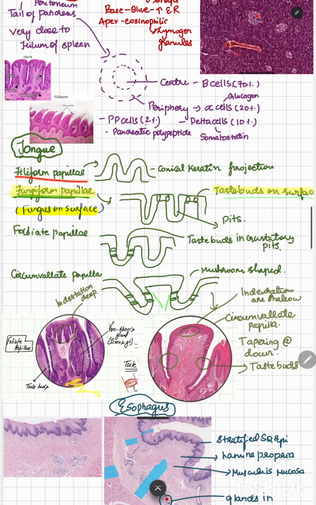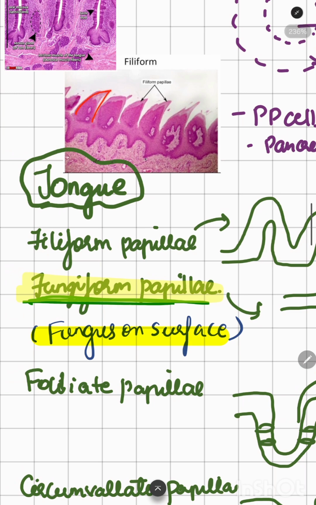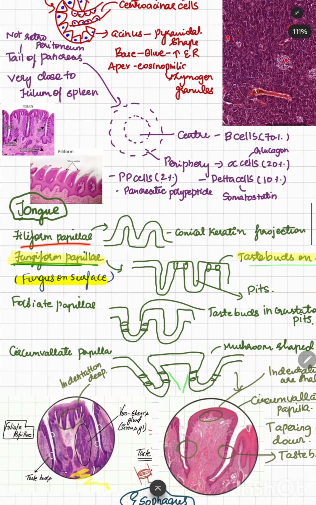The first one is filiform papillae, which has a conical projection. They are small, and this is filiform papillae, where you can see there are many conical projections. An important point about filiform papillae is it doesn't have any taste buds. A way to remember this is filiform sounds like it is already filled with lots of taste, so it doesn't have any space for taste buds now. So filiform doesn't have any taste buds.